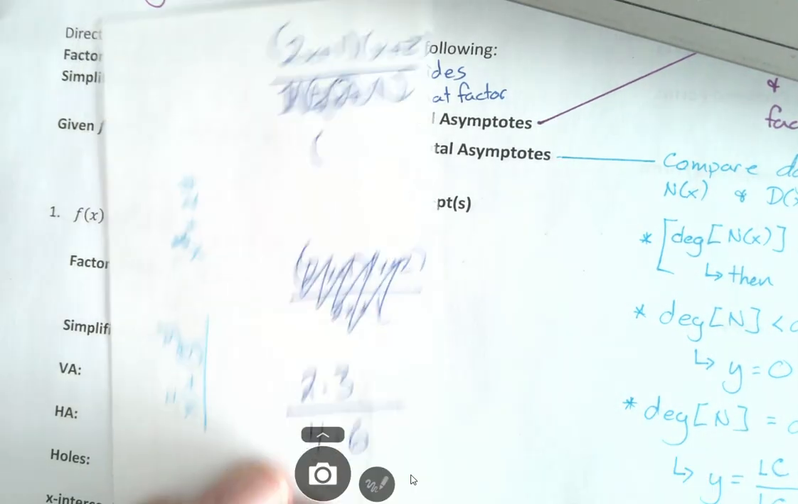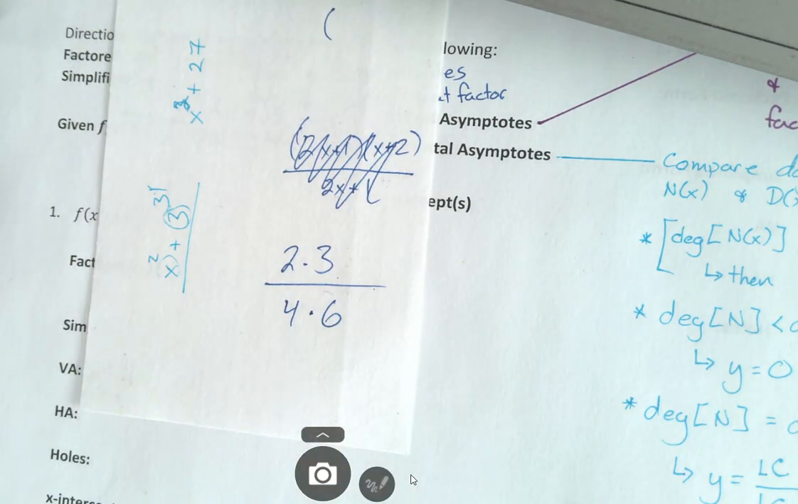I want you guys to figure out using your calculators. Don't do it in your head. I just want you to type it in: 2 times 3 divided by 4 times 6.